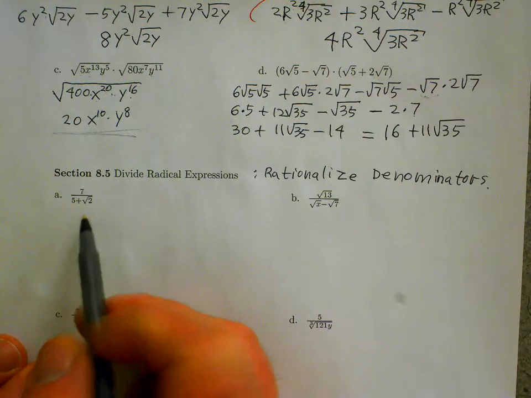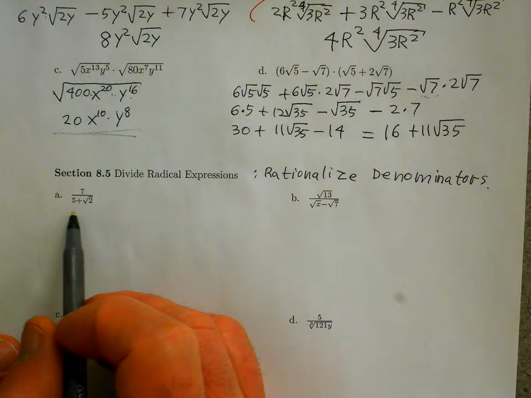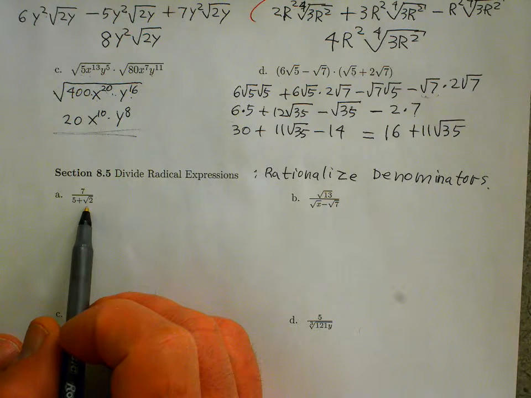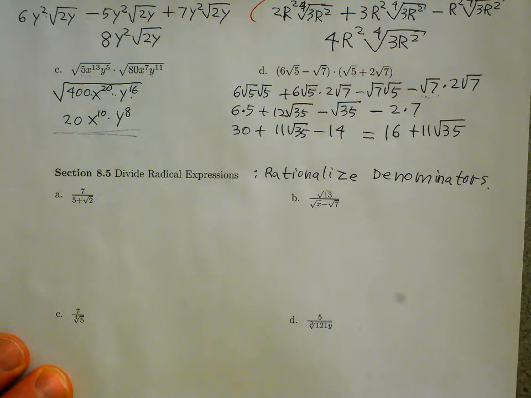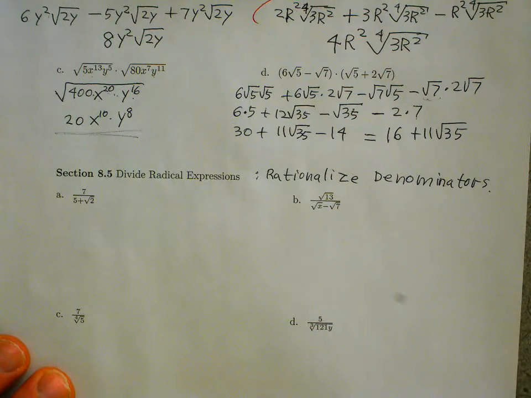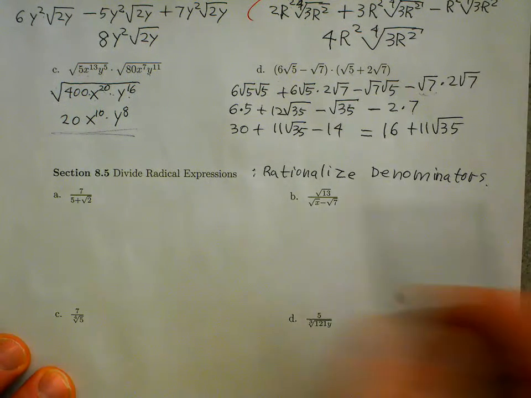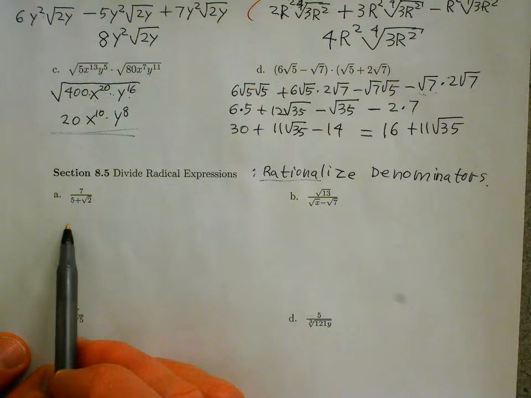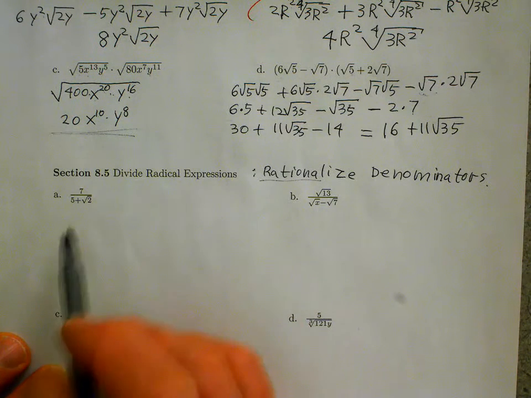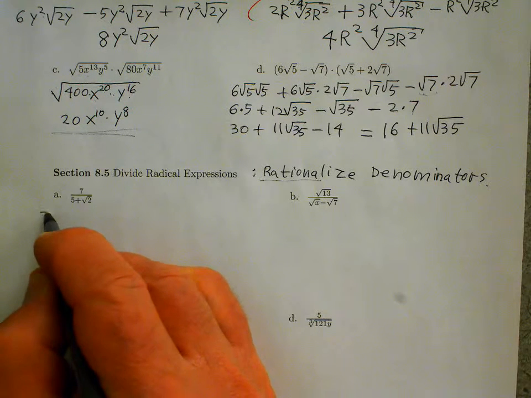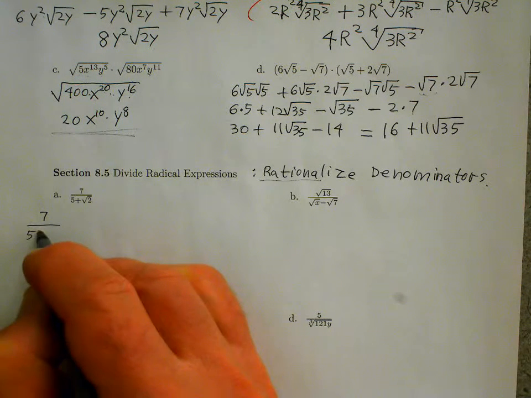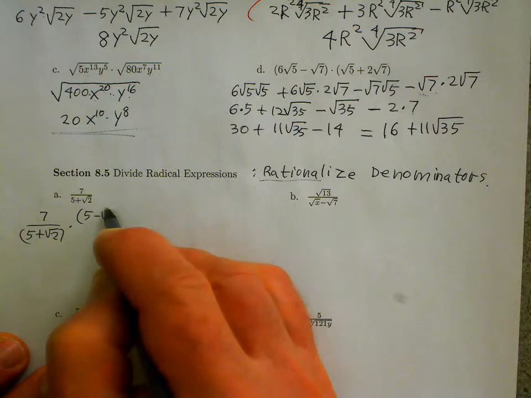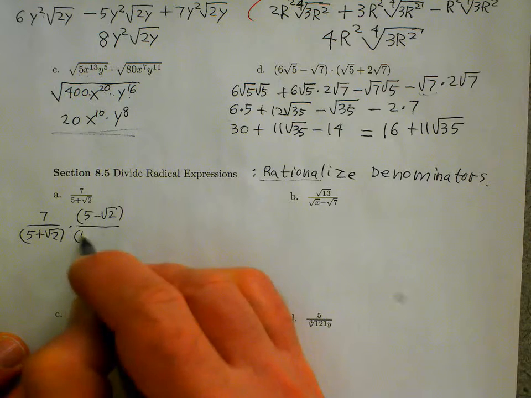In part A, we have 7 divided by 5 plus the square root of 2. The square root of 2 in the denominator means that this number is irrational. It's not a rational number. So we want the denominator to be a rational number. So here we're going to multiply by 1 in the form of 5 minus the square root of 2 divided by 5 minus the square root of 2.